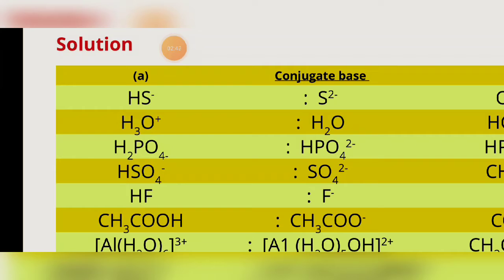Similarly, hydronium ion, after donating one proton, one hydrogen, will convert into water again, and phosphoric acid will convert into dihydrogen phosphate, and hydrogen sulfate ion will convert to sulfate ion. For hydrogen fluoride, after losing one hydrogen, one proton, it will convert into its conjugate base, and all acids will convert into conjugate bases, and all bases will convert into conjugate acids.